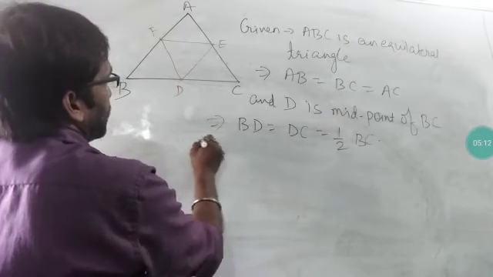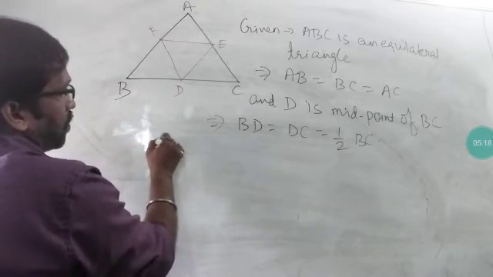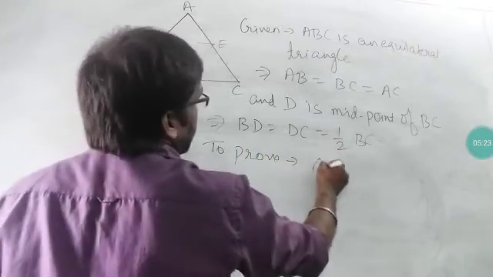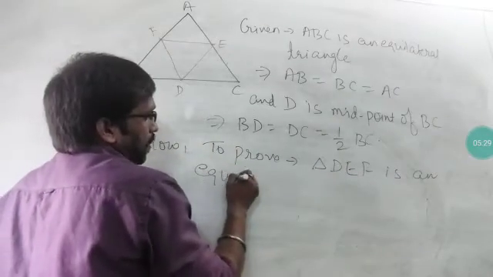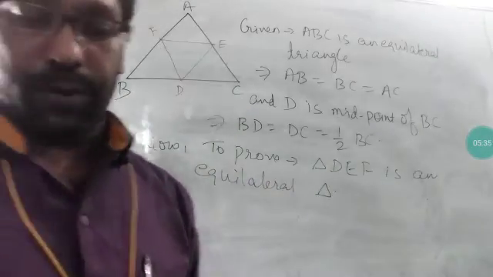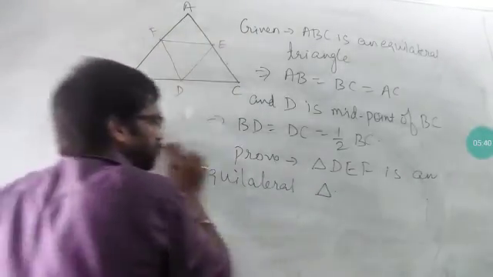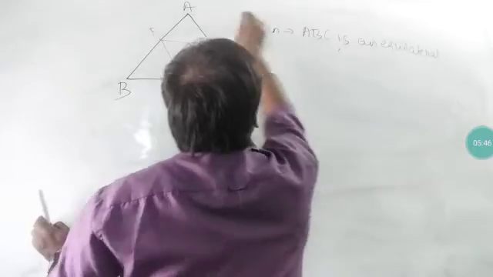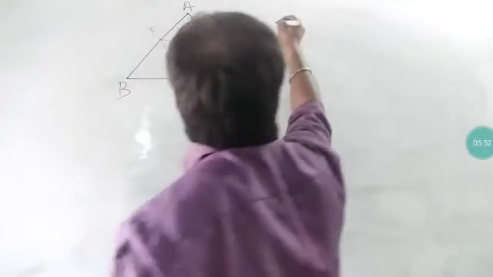But we are going to use the midpoint theorem here, so that is also important. By using the midpoint theorem, what do we have to prove? We have to prove that this shape enclosed in the big triangle ABC, that is the small triangle DEF, is also an equilateral triangle. So now we are proceeding in that way.